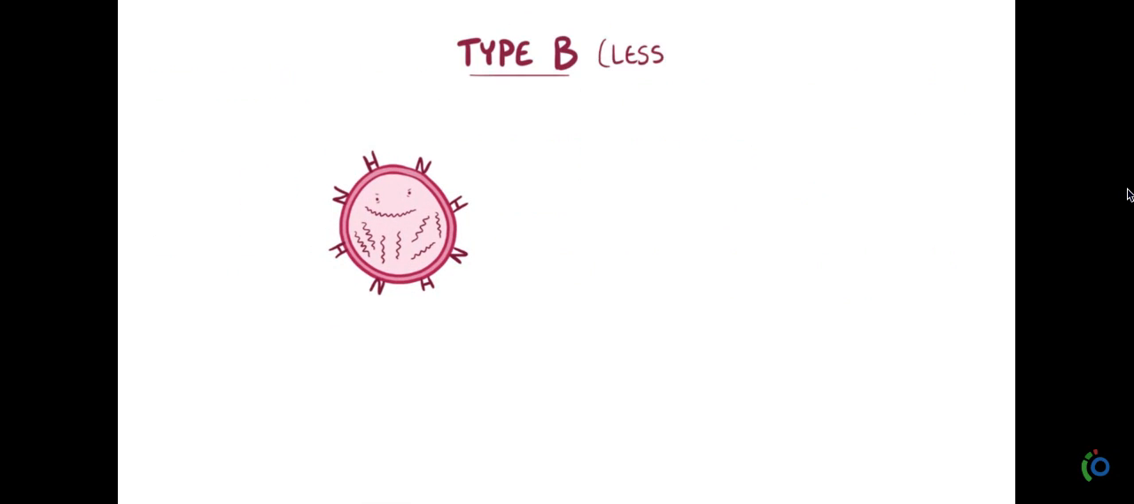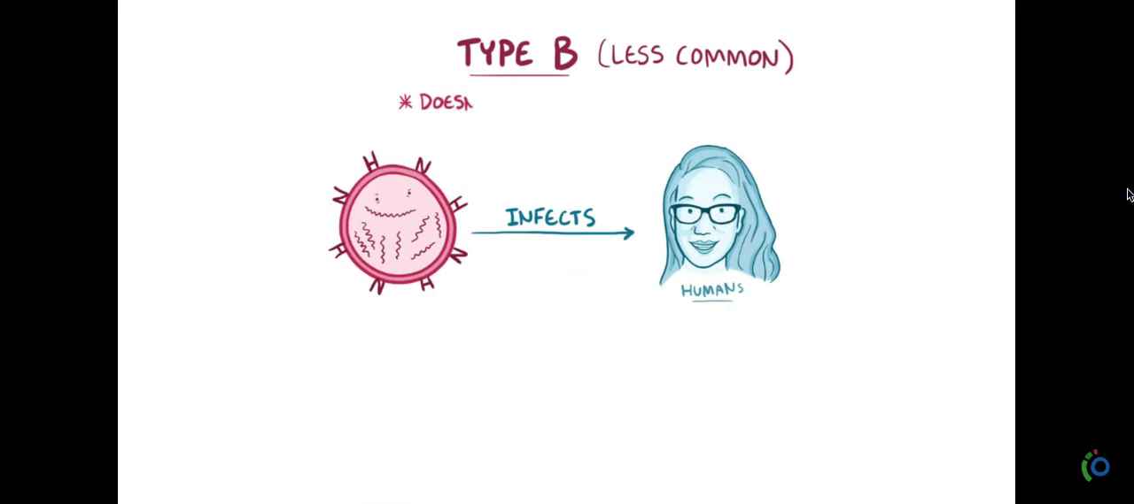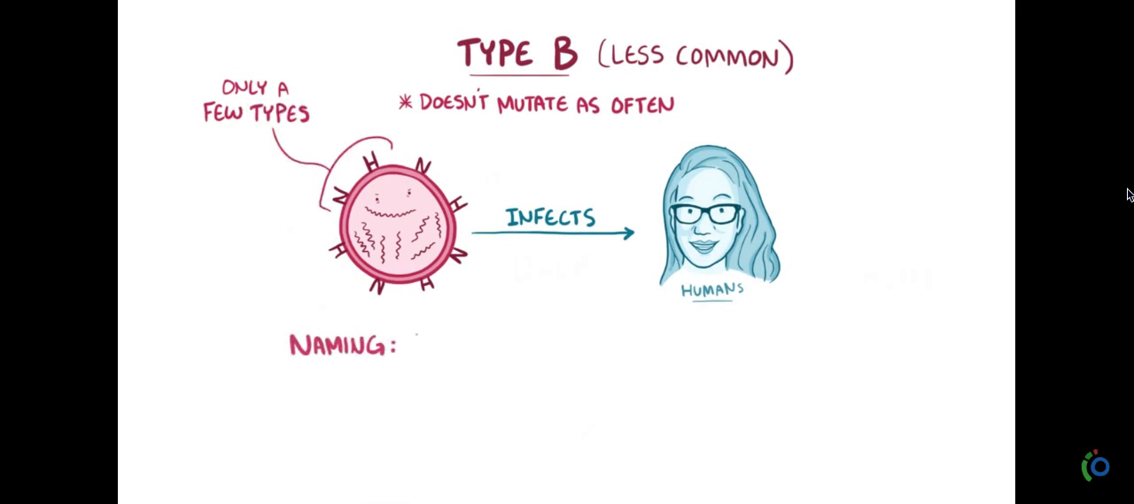Type B influenza is less common, and it only infects humans and doesn't mutate as often as Type A. Type B influenza only has a few types of H and N glycoproteins on its surface. Therefore, the naming pattern is similar to Type A influenza, but without the H and N subtype included at the end, or the host type, since it only infects humans.